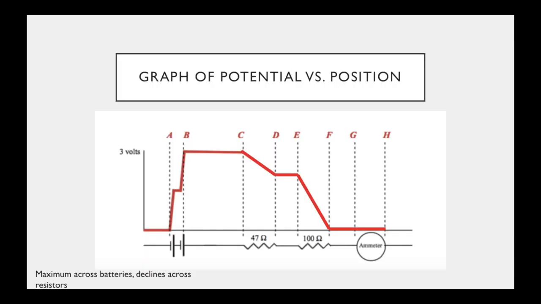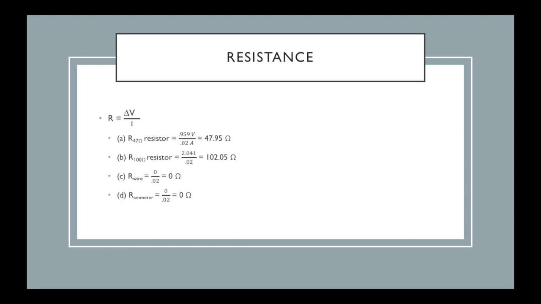Here you can see a graph of potential difference versus position on the circuit. As you can see in this circuit, it reaches the highest amount of voltage across the batteries, and then declines across the resistors. We can now use Ohm's law in order to determine the resistance by taking the change in voltage divided by the current. The resistance of the resistor with 47 ohms is equal to 47.95 ohms. The resistance of the resistor with 100 ohms is equal to 102.05 ohms. And the resistance of the wire and the ammeter are both equal to 0.